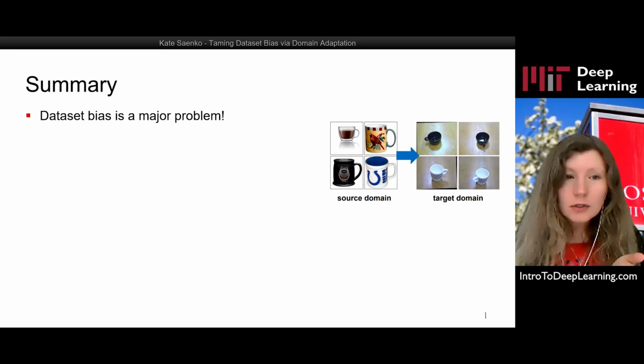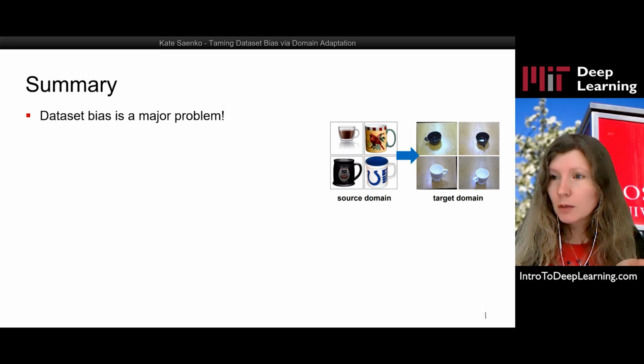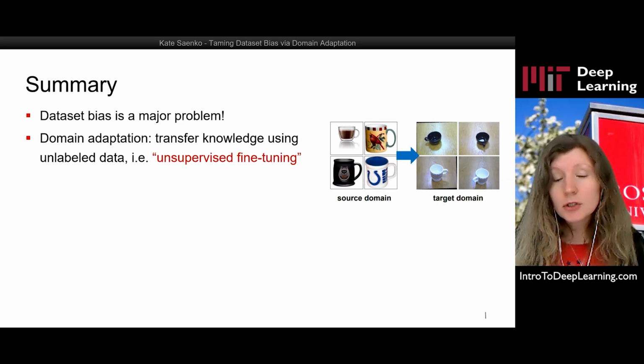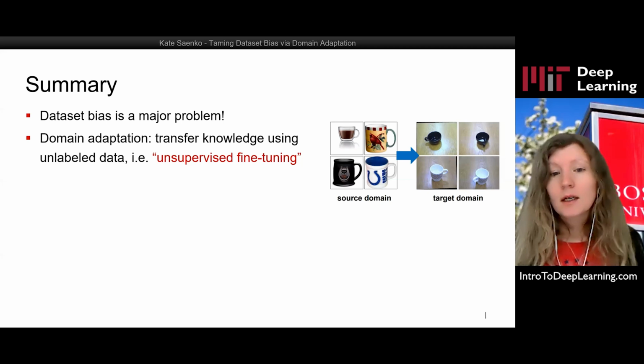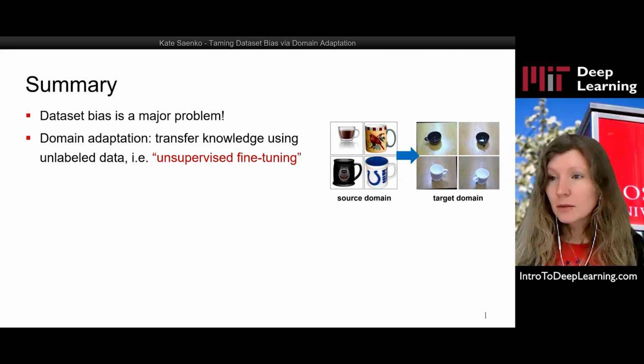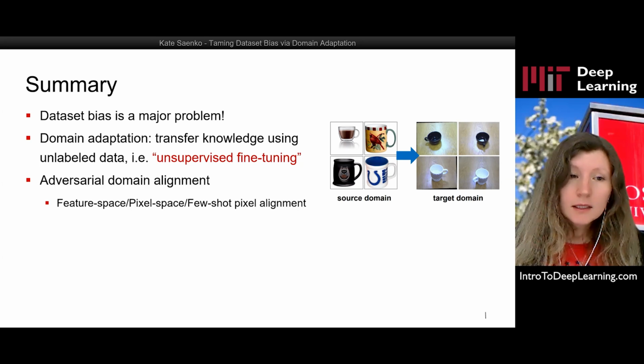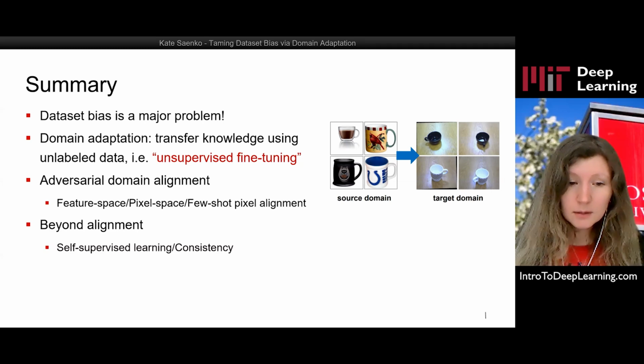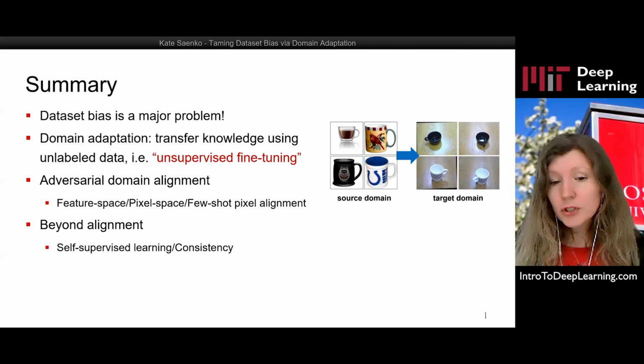I hope I've convinced you that dataset bias is a major problem. And I've talked about how we can solve it using domain adaptation techniques, which try to transfer knowledge using unlabeled data. We can think of this as a form of unsupervised fine-tuning. And the techniques I talked about include adversarial alignment and also some other techniques that rely on self-supervision and consistency training.